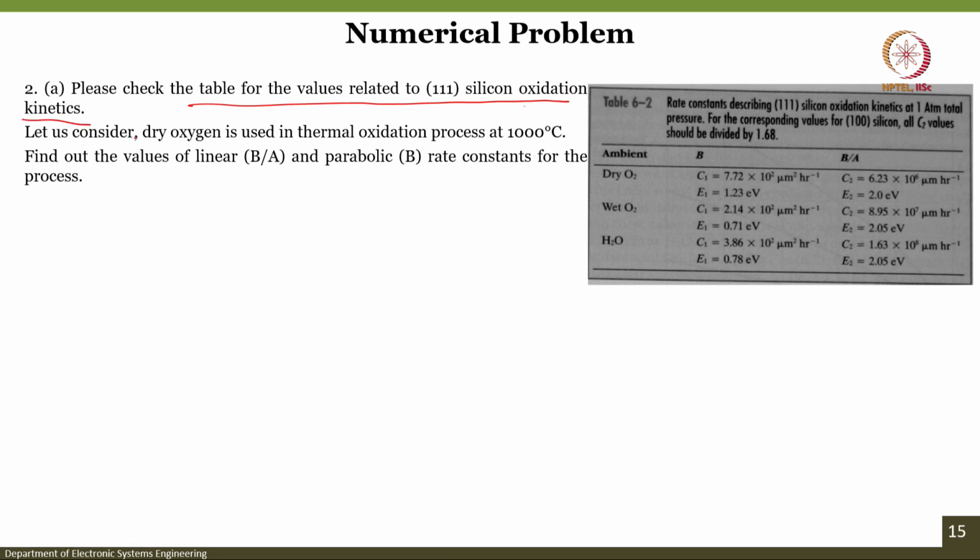Let us consider dry oxidation is used in a thermal oxidation process at 1000 degrees. So, the temperature is 1000 degrees. Here you have to take everything in absolute values. So, 1000 degrees is 1273 Kelvin, and find out what is the value of B by A and B.